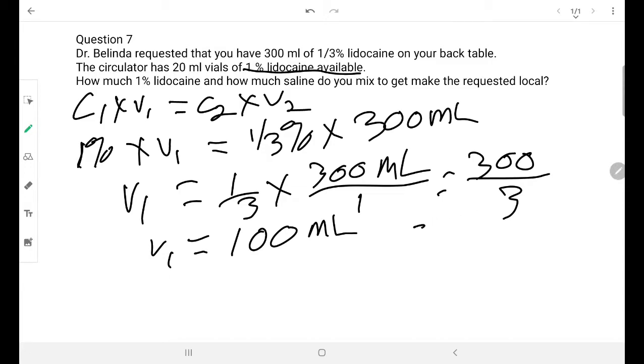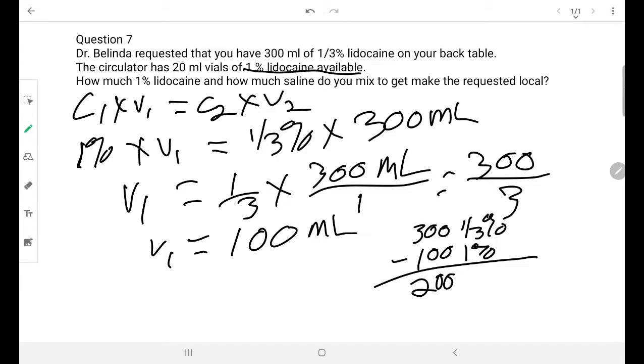And so we need a total of 300. I'm going to start right here. We are going to end up with 300 of 1/3% minus 100 of our 1%. That means that we have 200 milliliters left. That is going to be our saline. So this is our total amount minus the amount of 1% tells us how much saline we need.